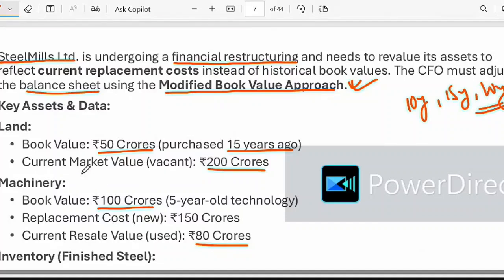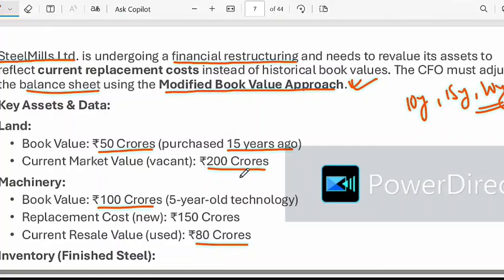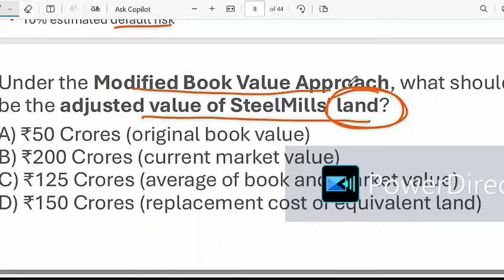So basically, in this case, the book value of this land was 50 crore and current market value of the land is 200 crore. And question is asking, under the modified book value approach, what should be the adjusted value of this land? 50 crore, 200 crore, 125 crore or 150 crore. These are the options, right? The data I have provided you, they bought at 50 crore. This was the book value, and today the market value is 200 crore. Now the question is, what should be the adjusted value of the steel mill land? What do you think?